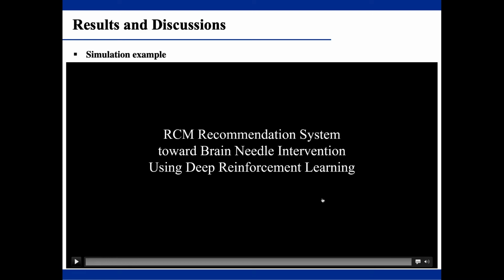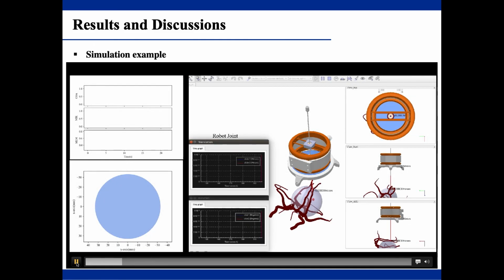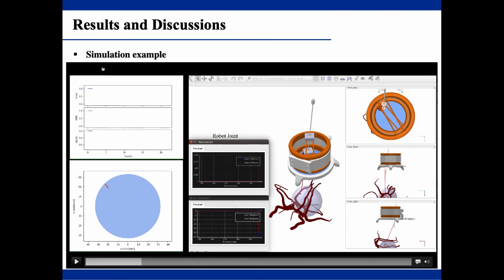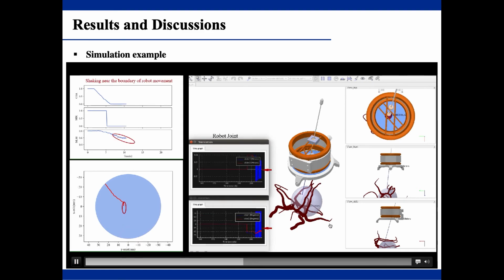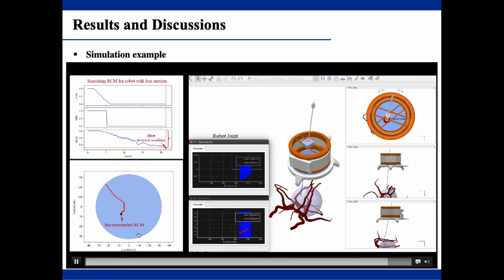To evaluate the agent performance visually, an RCM recommendation example is shown in this video. In this example, the trained agent is PPO. Initially, the virtual needle path collides with the blood vessel, and the kinematics of the robot cannot be solved. So the agent then controls the RCM to gradually move far away from the blood vessel and tries to search for solvable inverse kinematics. At the same time, the agent tries its best to satisfy the third criterion MLM until the terminal condition. Okay, this is the recommended RCM.